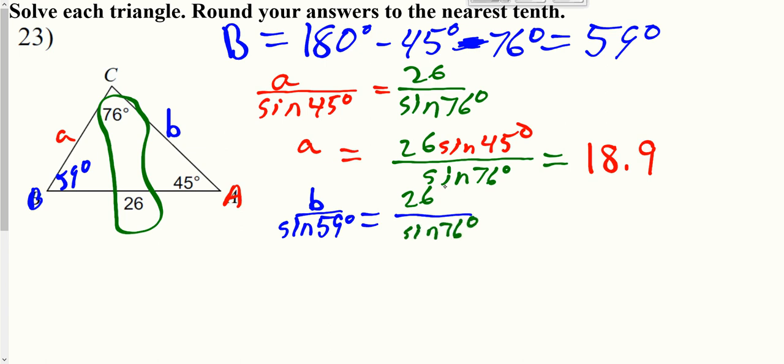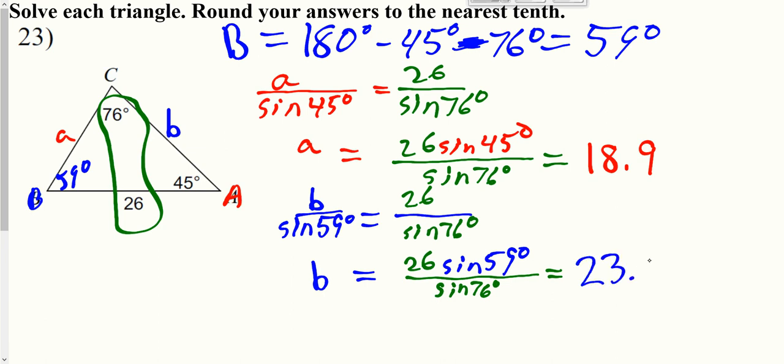Now to get B by itself, I need to get rid of dividing by the sine of 59. So I'm going to multiply both sides by the sine of 59. And so then I end up getting 26 sine 59 over the sine of 76 degrees. I can type this into my calculator: 26 sine 59 degrees, close my parenthesis, divide sine 76, and I get 23.0. Since it says to the nearest tenth, I would really need to have that 0.0 to indicate I went to the nearest tenth.